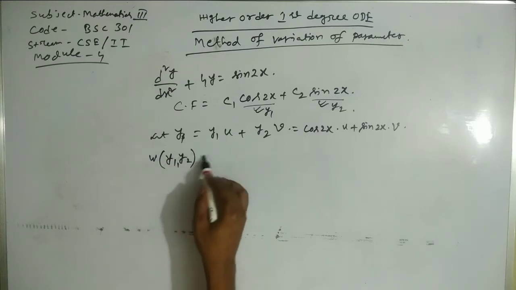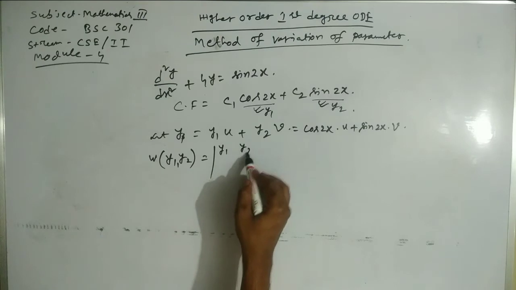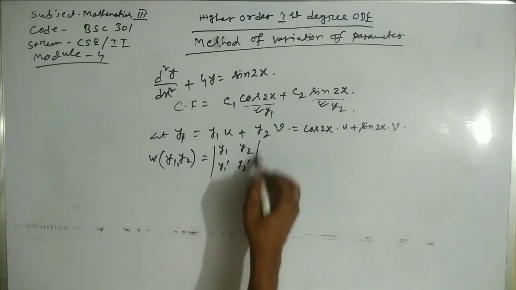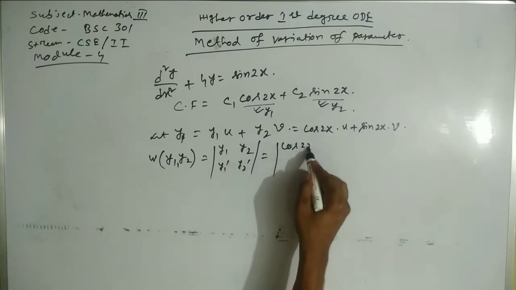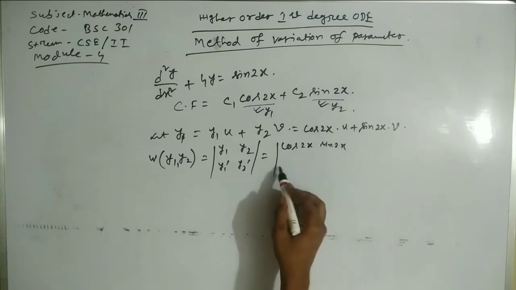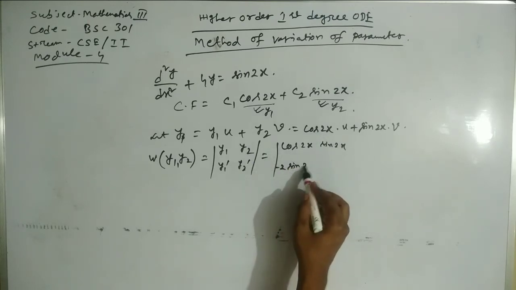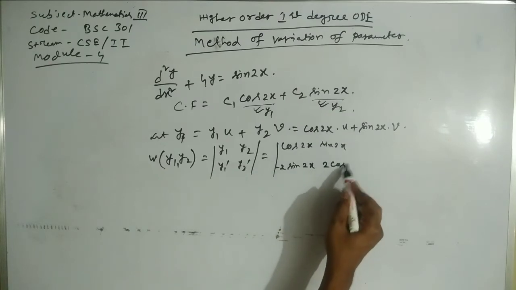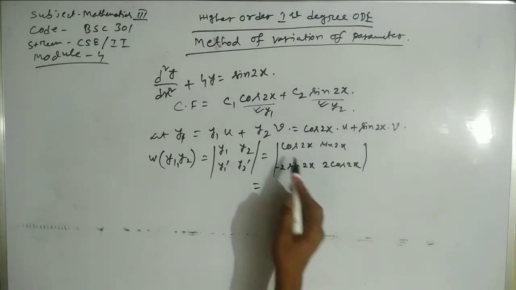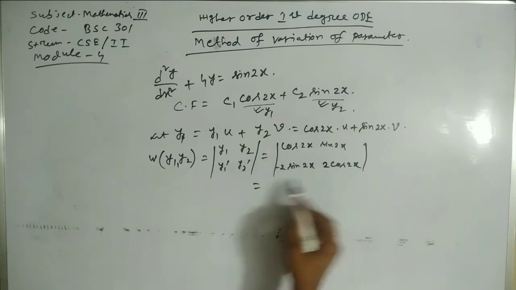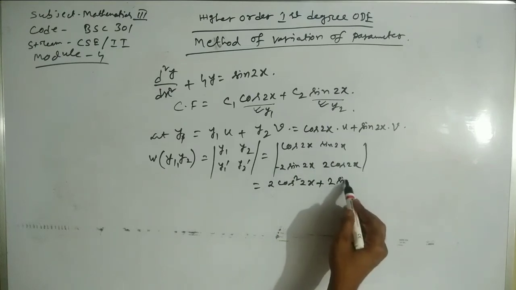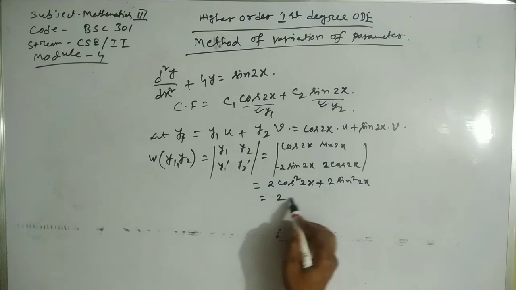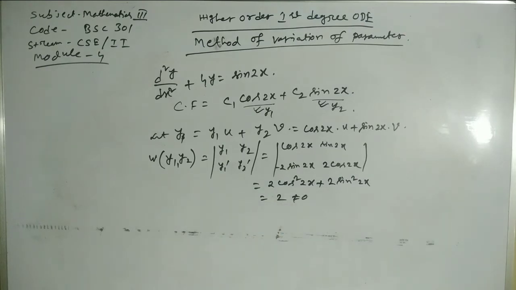Now to find u and v, first we have to find the Wronskian of y1 and y2, that is W of y1 and y2, which is the determinant y1 y2, y1 dashed y2 dashed. We are putting the values: cos 2x, sin 2x, minus 2 sin 2x, that is differentiation of cos 2x, and differentiation of sin 2x will be 2 cos 2x. This will be equal to 2 cos square 2x plus 2 sin square 2x. So this will be equal to 2, which is not equal to 0. So the value of the Wronskian we got is 2.